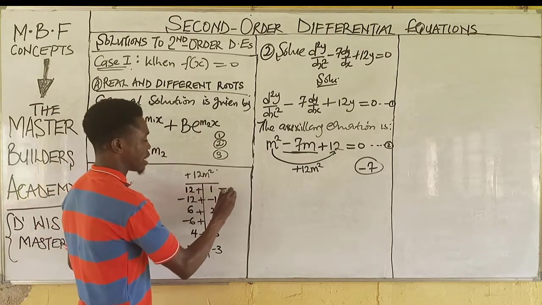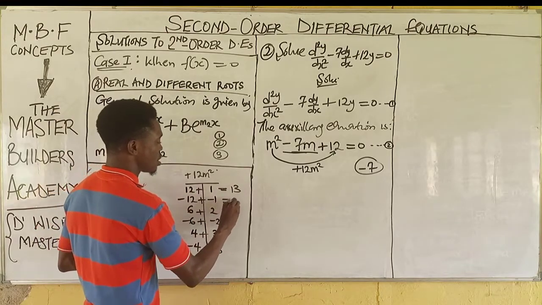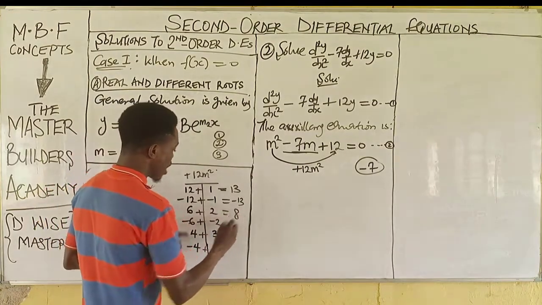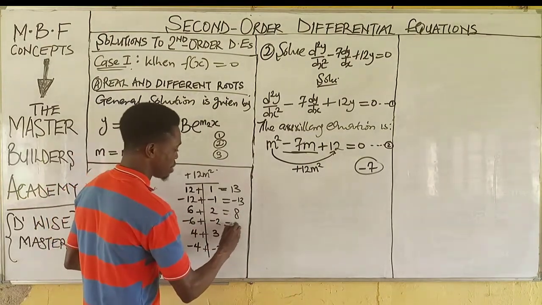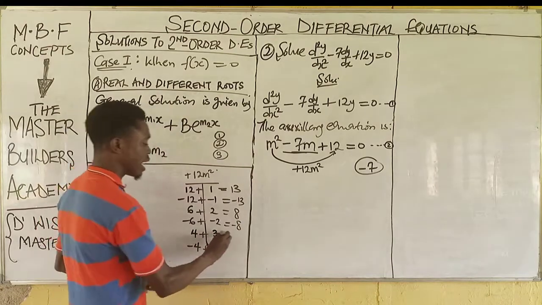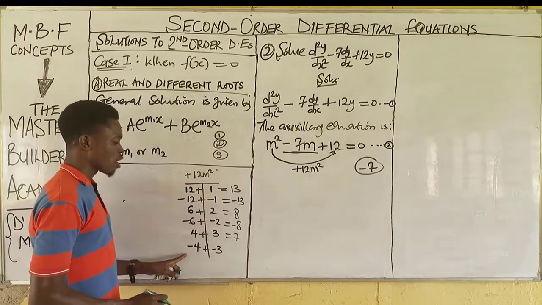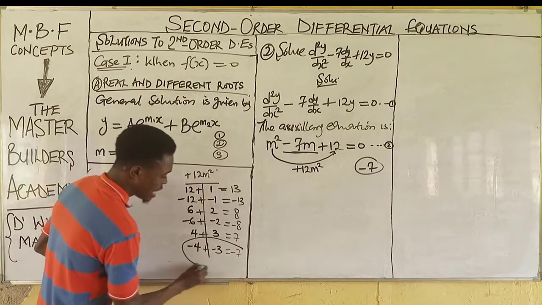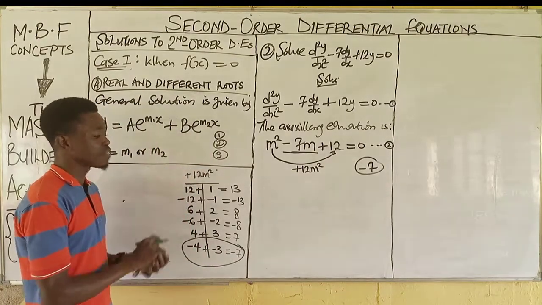12 plus 1 is 13. -12 minus 1 is -13. 6 plus 2 is 8. And -6 minus 2 is -8. 4 plus 3 is 7. And -4 plus -3 is -7. So you find out that it is the last pair among the 6 factors here.